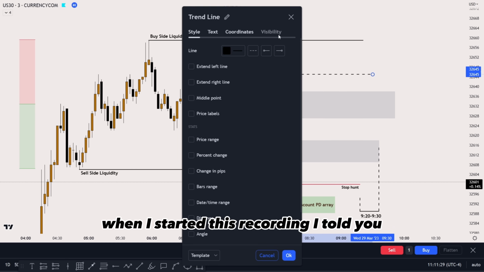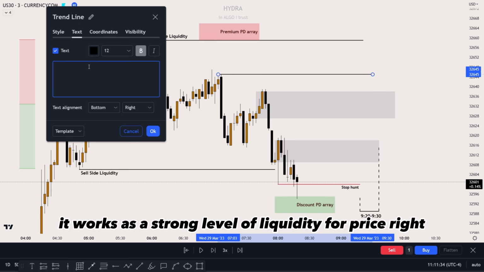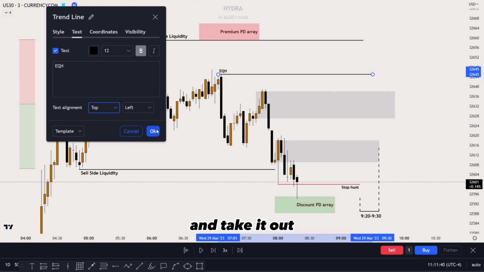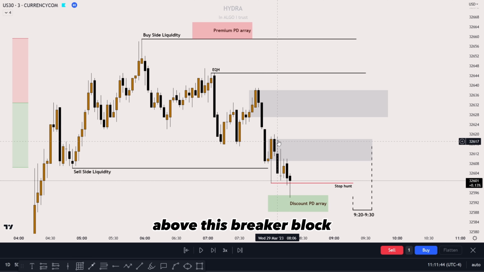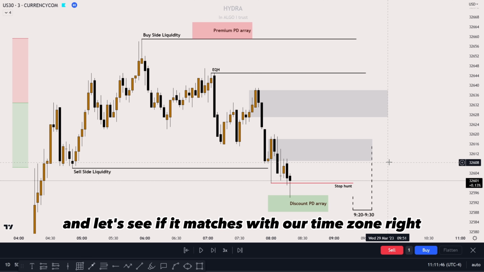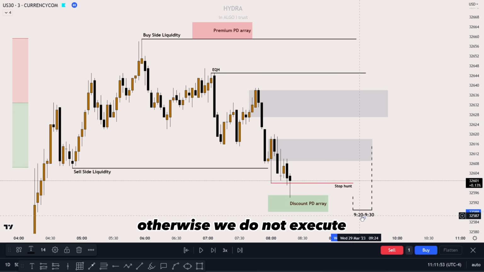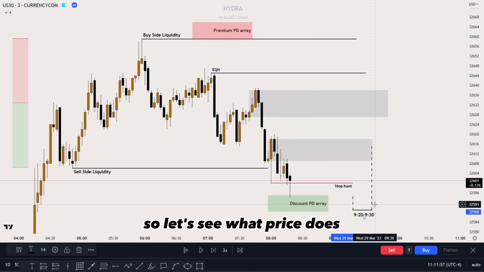When I started this recording, I told you that when price generates equal high or equal low, it works as a strong level of liquidity for price. Price likes to come back to these levels and take it out. So let's see if price closes a candle's body above this breaker block, and let's see if it matches with our time zone, right? We look for this setup in certain time zones, otherwise we do not execute. We look for this setup at 9:20 to 9:30. So let's see what price does.